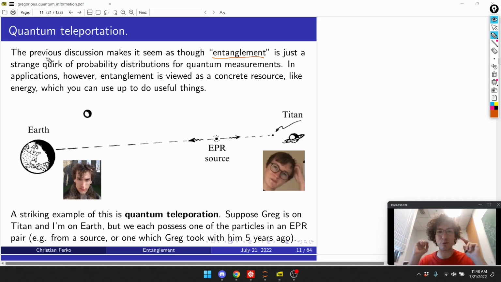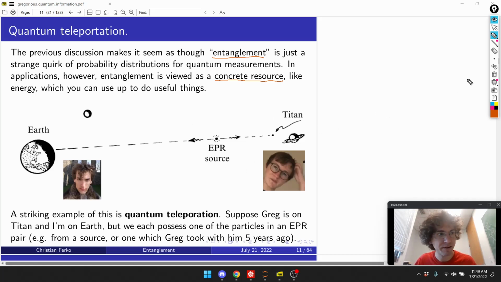But people in quantum computing don't take that perspective. They view entanglement not as a quirk, but as a resource, a concrete resource, just like energy. You can use energy to do something like heat up your tea or charge your computer. And people in quantum computing view entanglement as a resource totally analogous to energy. So let me explain why they do that, why they view that as a resource.